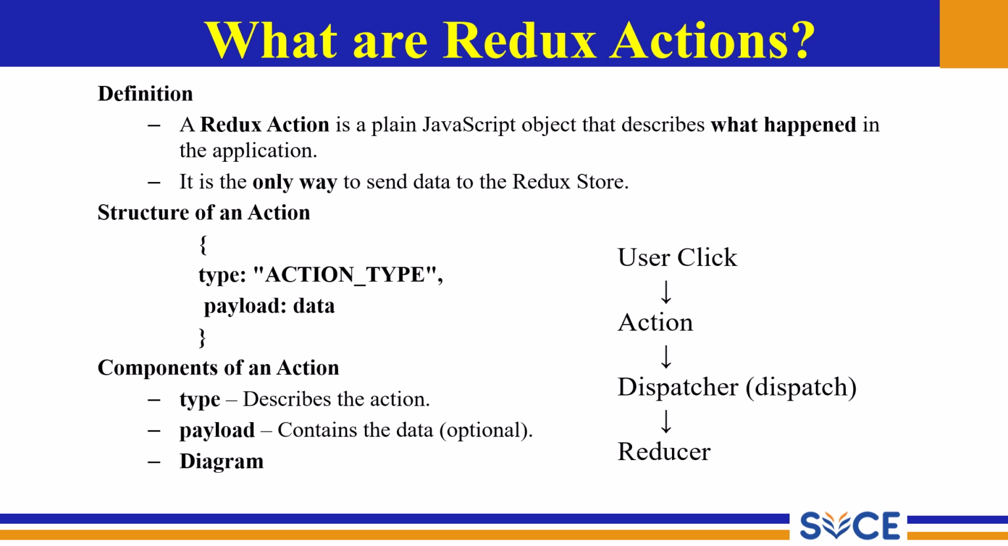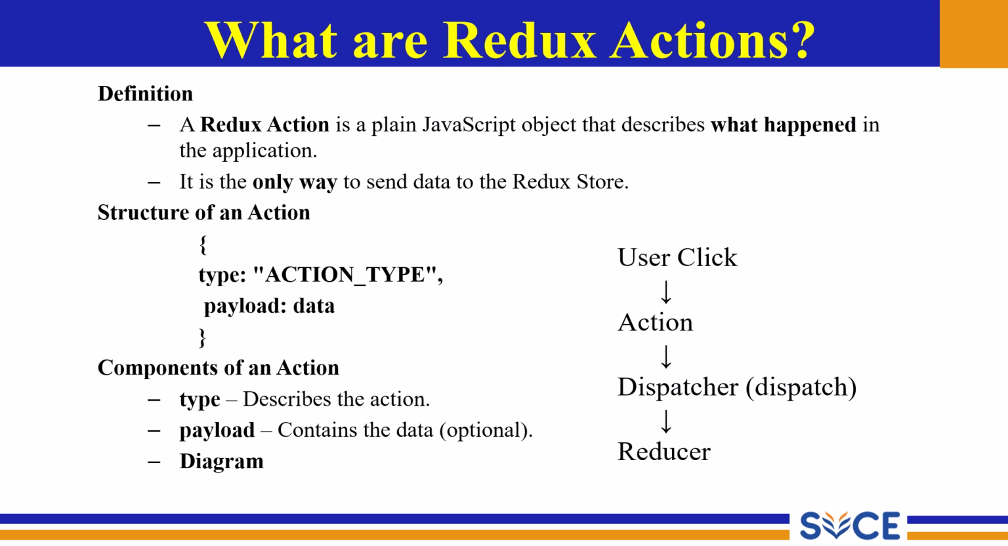The second part is payload. Payload carries additional information. For example, if adding a product, the payload contains the product details. Example: the type is add product, and the payload consists of ID as 101 and name as laptop. Notice something important: an action never changes data. It only describes an event.